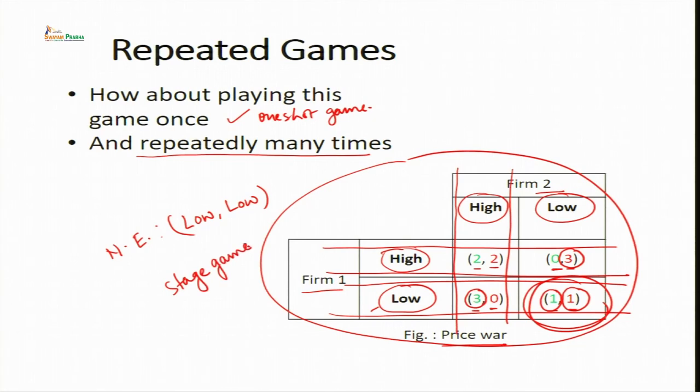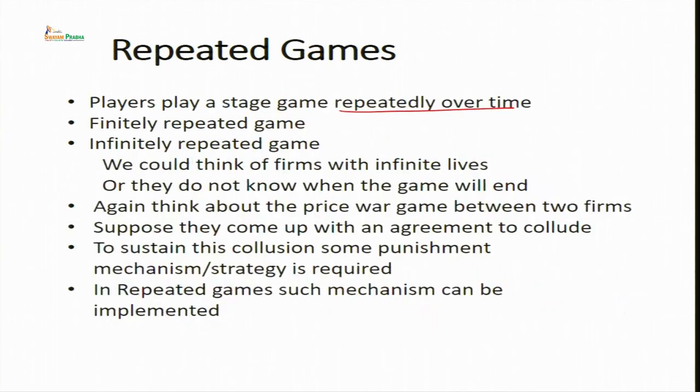So, this is being played once. Each period this is being played. This is why it is called a stage game, and this is being played repeatedly when we talk about repeated games. Okay. Then we can divide these repeated games into two types. This is a finitely repeated game.